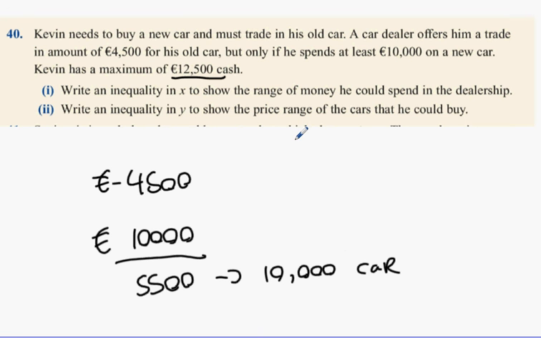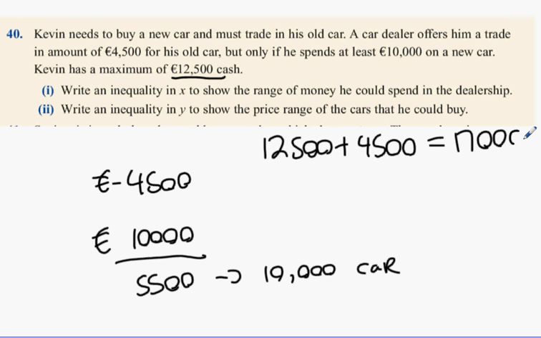However, he only has 12,500 euros worth of cash. Add that to the scrappage amount, and what do you get there? He can afford a 17,000 euro car, can't he? Would you agree with that? Now look at the question. Write an inequality to show the range of money he could spend in the dealership. Well, he doesn't have to buy a new car, does he? Does he have to? Wants to buy.